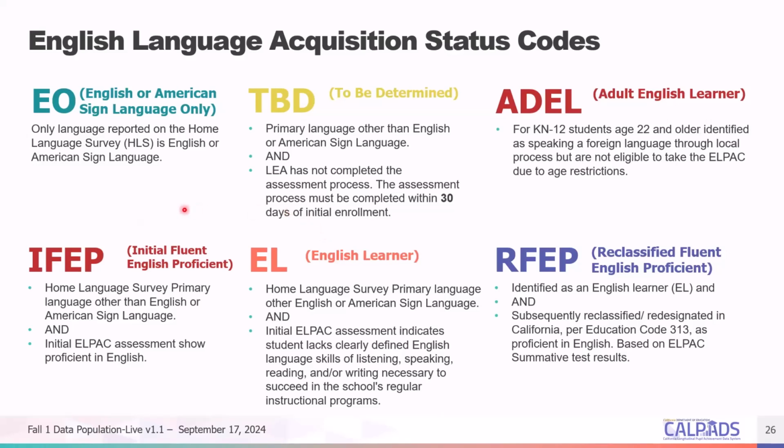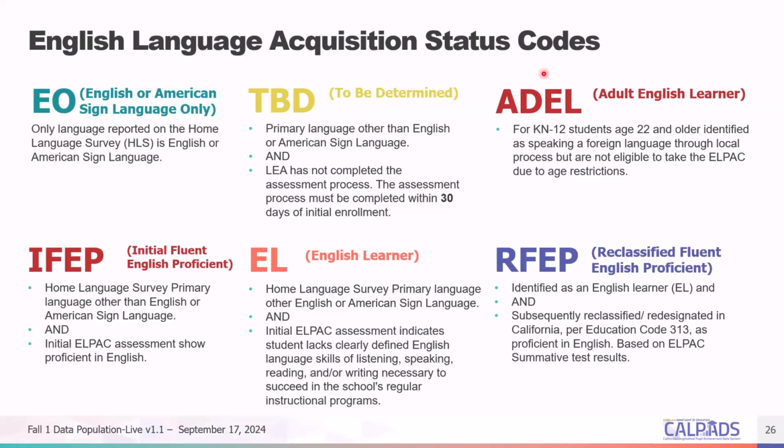The IFEP and EL statuses are the results of initial LPAC testing. If the student shows English proficiency on the initial LPAC, they will be given an IFEP status. And if the LPAC indicates a lack of clearly defined English language skills, they'll have an EL status. After some time, EL students may take the summative LPAC. If the summative LPAC results indicate that the student is English proficient, the student will be reclassified as RFEP. And the ADEL status is reserved for students in grades kindergarten through 12 who are age 22 years or older and who are identified as foreign language speakers, but are not eligible to take the LPAC due to age restrictions.